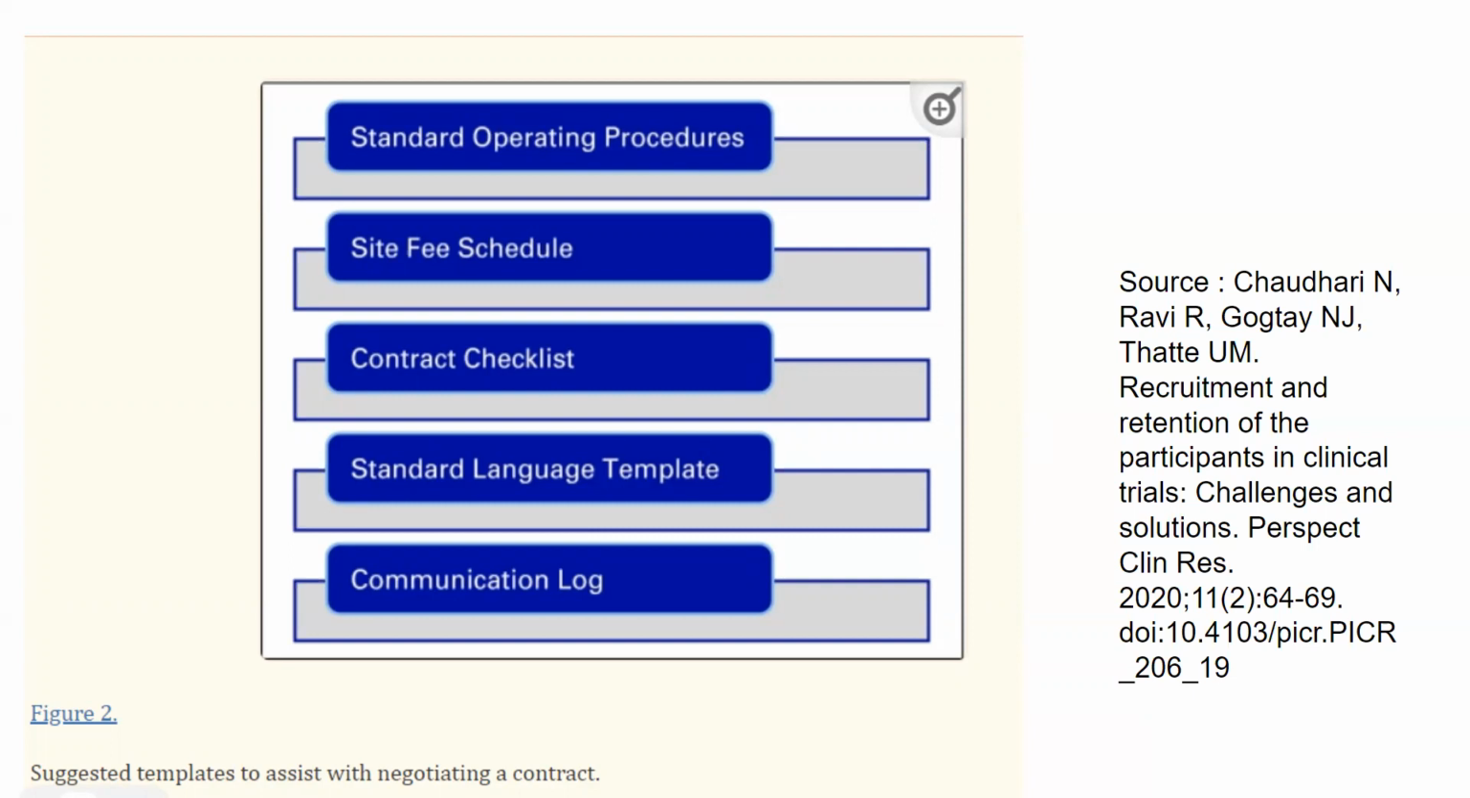Site fee schedule should be determined right in the beginning to ensure a steady cash flow throughout the duration of the study. When will the money be released? Will it be at the first data collection point or will it be at the nth study visit? Language templates, communication logs, all of them should be negotiated in the beginning. Standard operating procedures refers to the protocol itself.